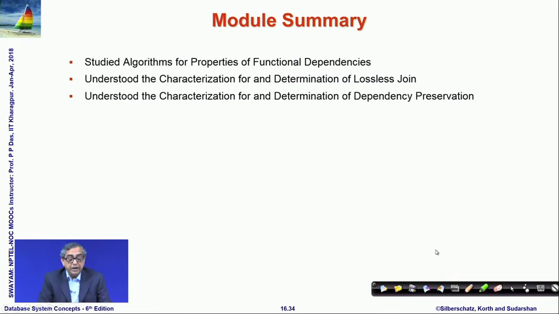To summarize, we have studied the algorithms for properties of functional dependencies, and we have understood the characterization and determination algorithm for lossless join decomposition and for dependency preservation in a decomposition. In the coming module, we will make use of these and discuss how to improve designs of relational schemas through the use of different normal forms.